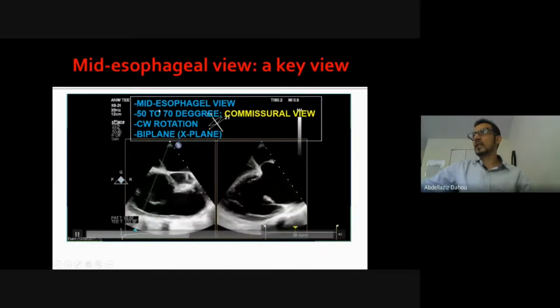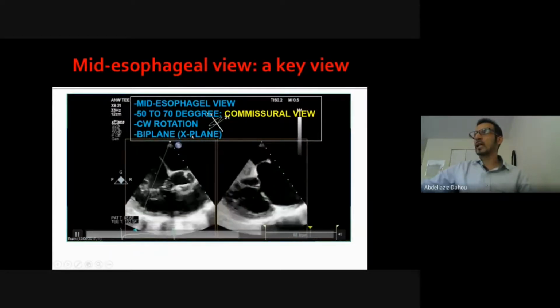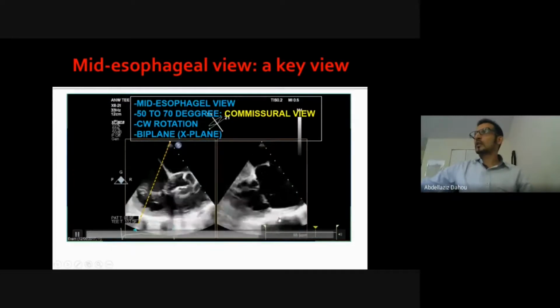This view, as said, can be obtained between 50 and 70 degrees, most of the time close to 70 degrees. You can do a clockwise rotation, so push your probe to the right side, or right flex of the probe. And you can use the biplane mode, the X-plane. So your line here is the second plane. If you cut the valve at any level here, you will expose the second plane on the right side.